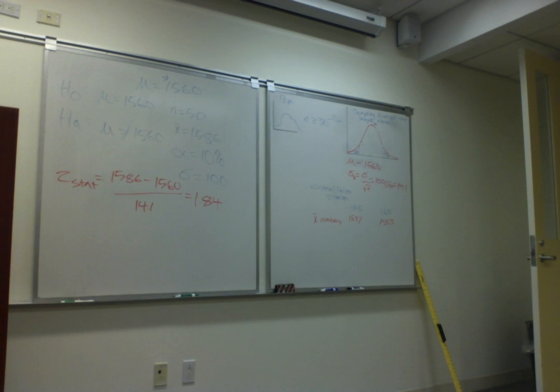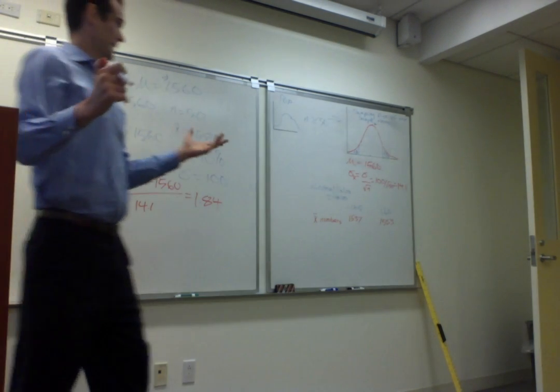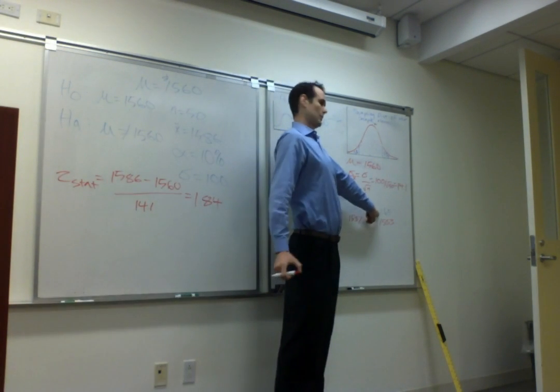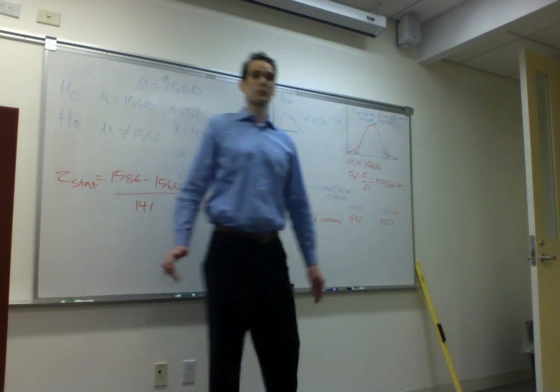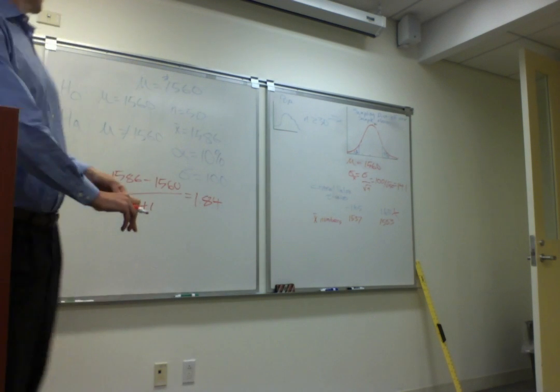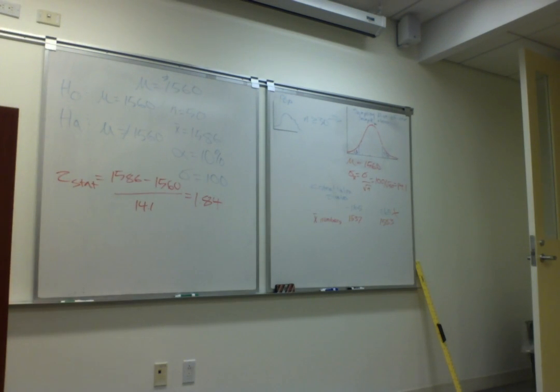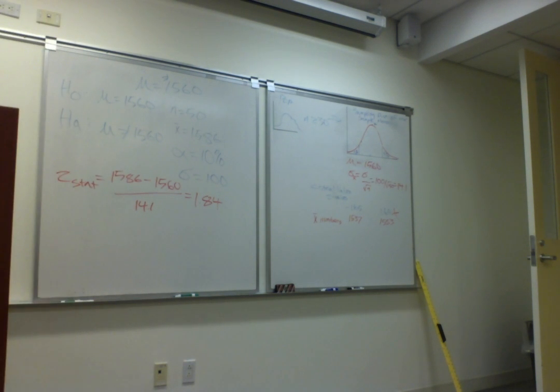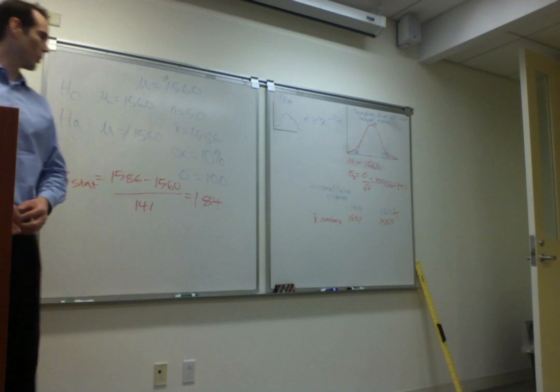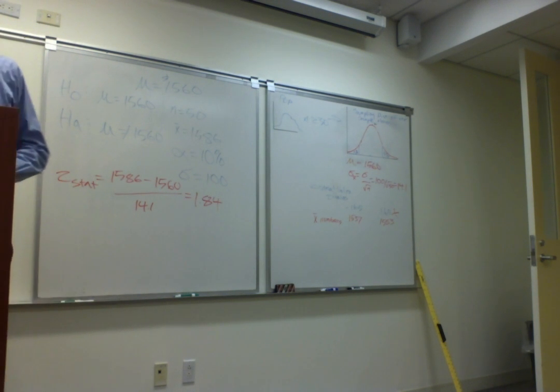How does that fit in with our decision paradigm? It's above 1.65. It's right here. So it's in the reject area. So this sample mean, we gathered the data, we did it the right way with random sampling, and so on and so forth. That returned a z-statistic of 1.84.